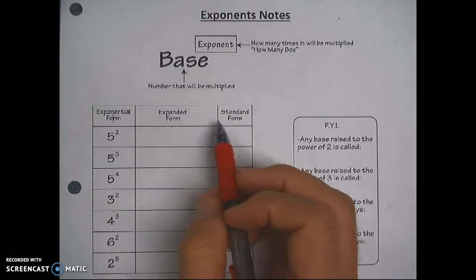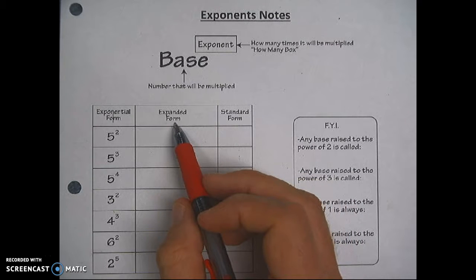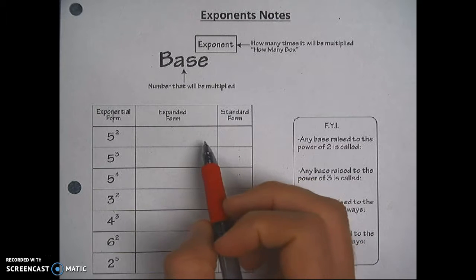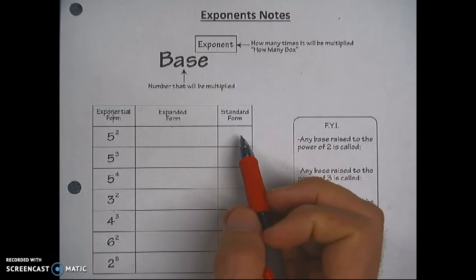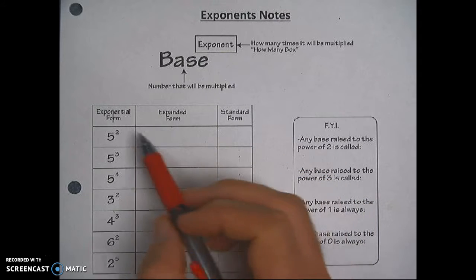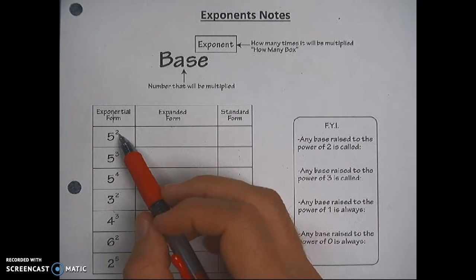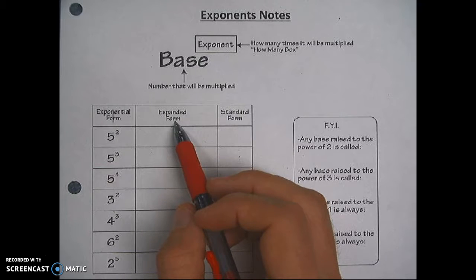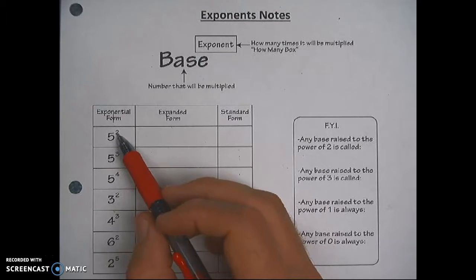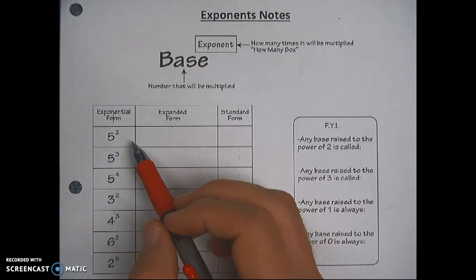All right, now there's two different forms we need to talk about. Expanded form, which is the actual multiplication written out, and then standard form, which is basically just the answer. So exponential form is using an exponent. Expanded form is writing the multiplication. So again, this is not 5 times 2. This is 5 times 5.